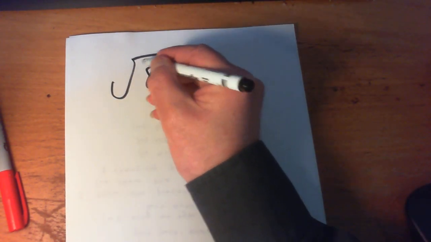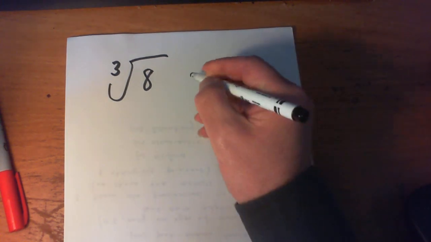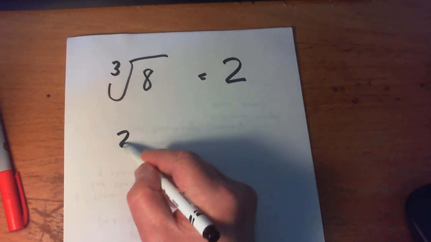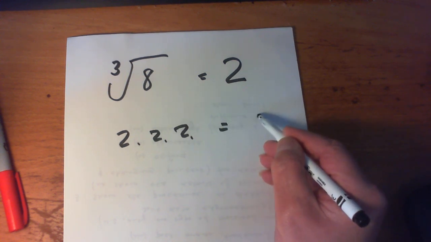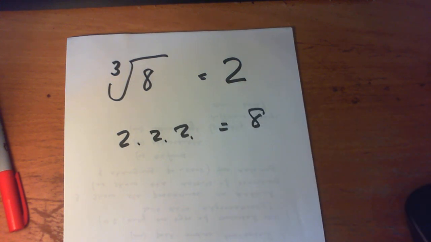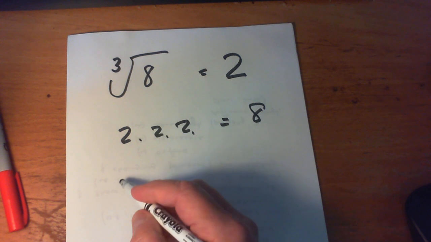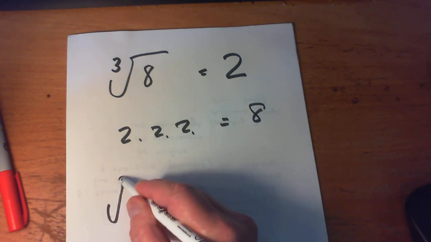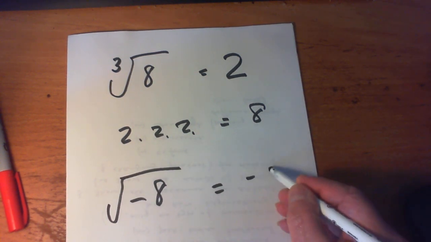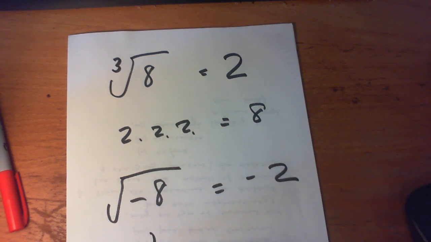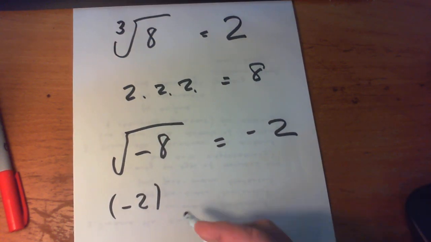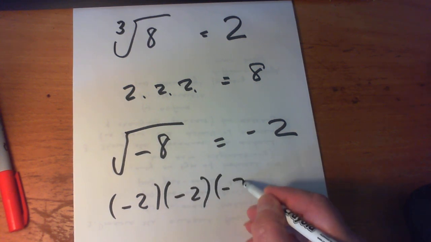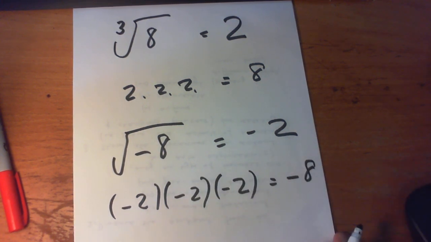Now, the cube root of 8, for example, would be denoted by that. The cube root of 8 would be 2, because 2 times 2 times 2 equals 8. So therefore 2 is the cube root of 8. Now, an additional feature of this is that I can have the cube root of a minus number here. That would be minus 2, because minus 2 times minus 2 times minus 2 equals minus 8.